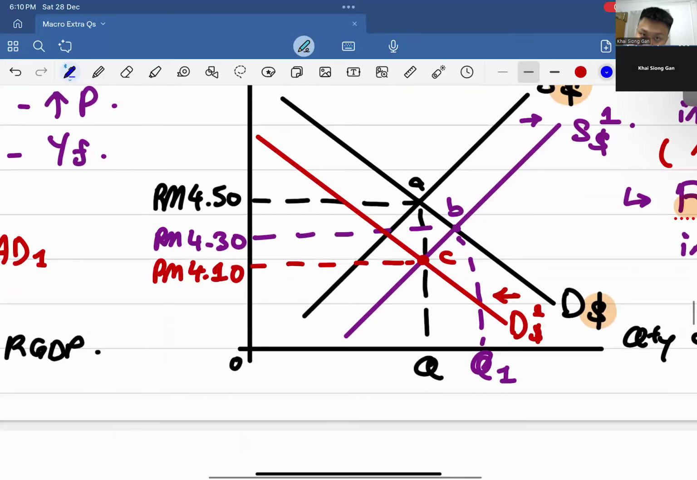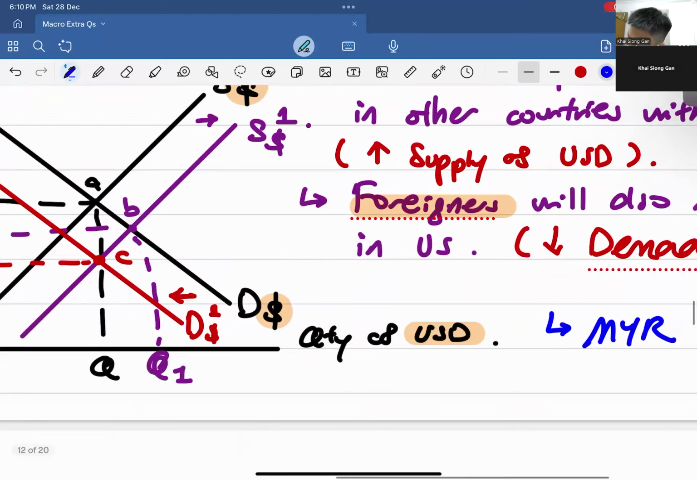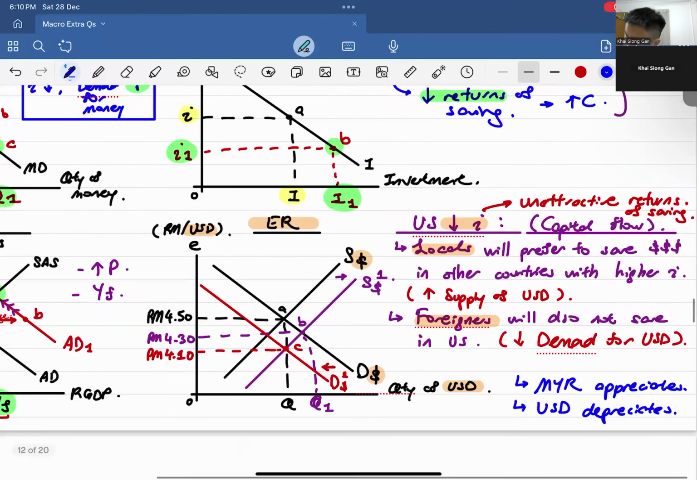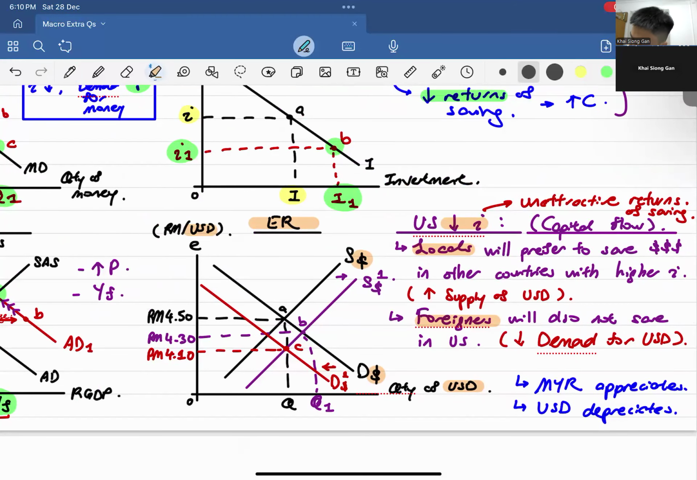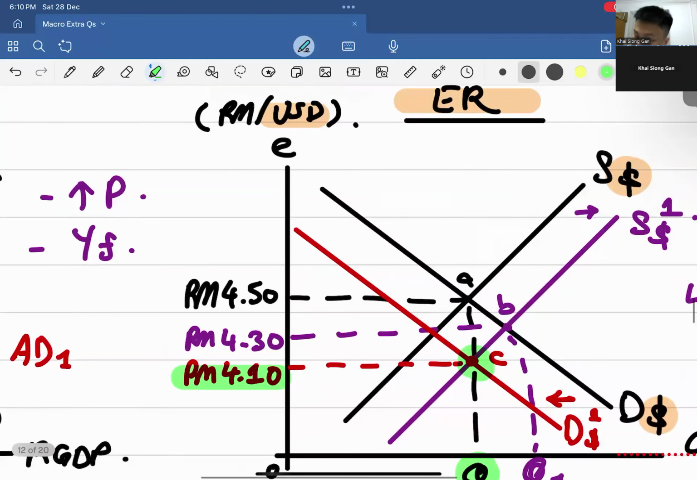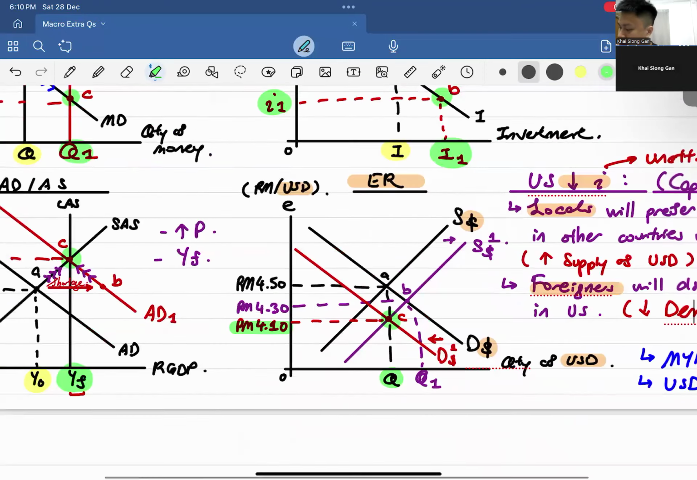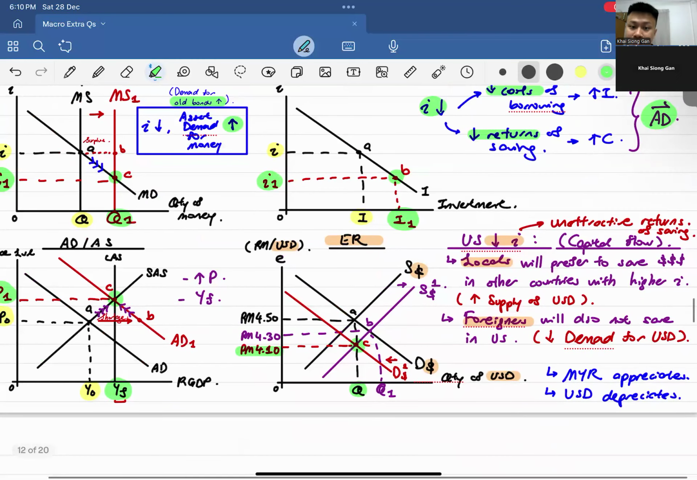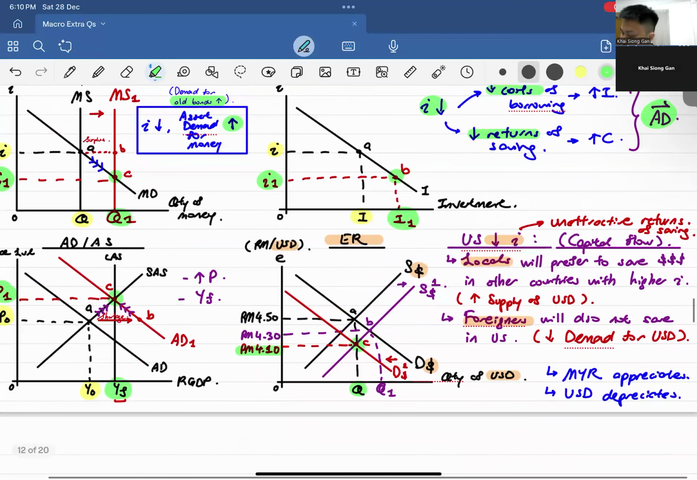So the final outcome is Ringgit Malaysia. Now you use less Ringgit Malaysia to buy $1. So MYR appreciates, and the US dollar depreciates. Explain. Okay, MYR appreciates because less Ringgit Malaysia is needed to buy $1. US dollar depreciates because $1 can only get you 4 Ringgit 10 cent now. Last time it could get 4 Ringgit 50 cent. So you can say that the US dollar depreciates, meaning more US dollar is needed to buy 1 Ringgit Malaysia. Okay, so that's the final outcome.